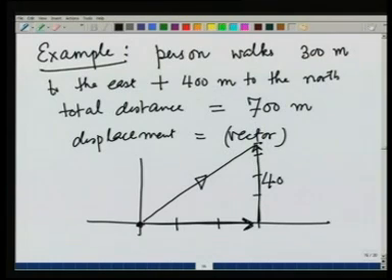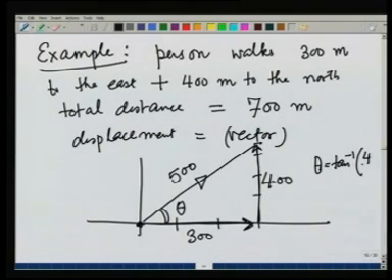This is 400, this is 300, and therefore, this would be 500. So, net displacement of the person is 500 meters, and in which direction? At an angle theta, where theta is going to be tangent inverse of 4/3 from the east towards north. So, this is his net displacement. This is how you would find the addition of two vectors, and which gives you the magnitude and its direction.